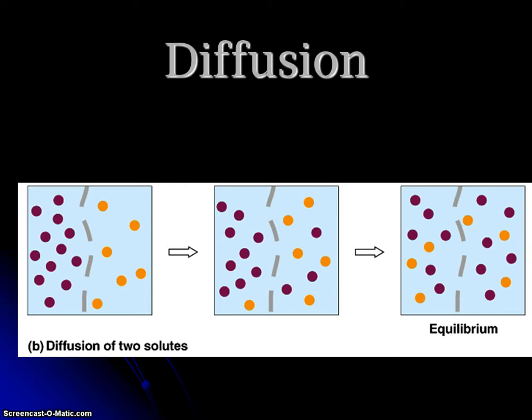Same thing in this example. You've got two different colors. One is concentrated on one side, one on the other. They balance each other out until there's a balance of both colors on both sides of the membrane.